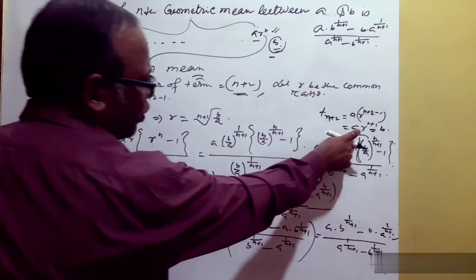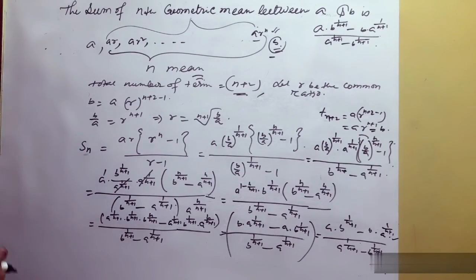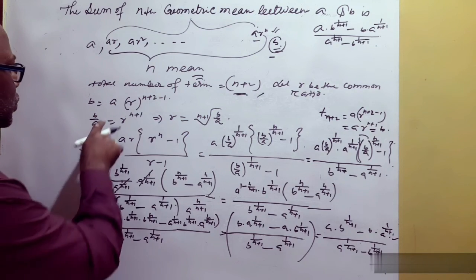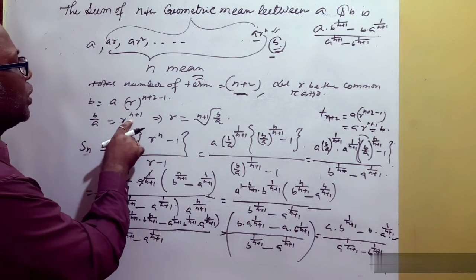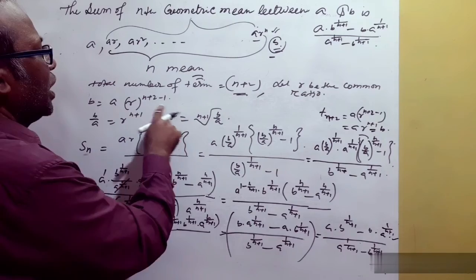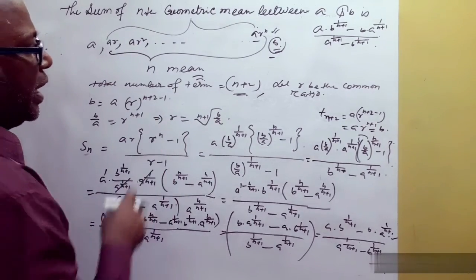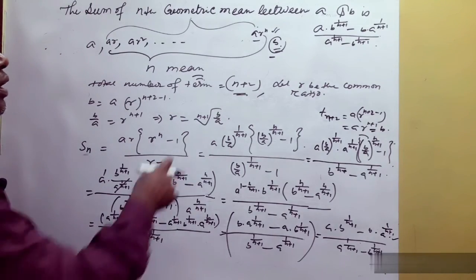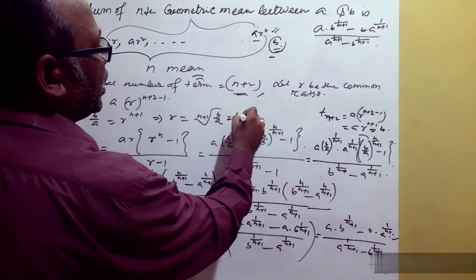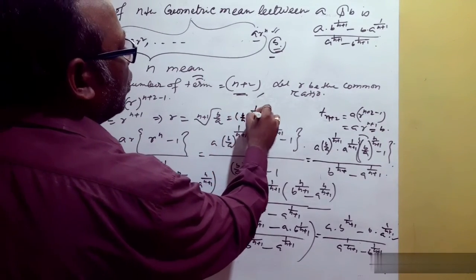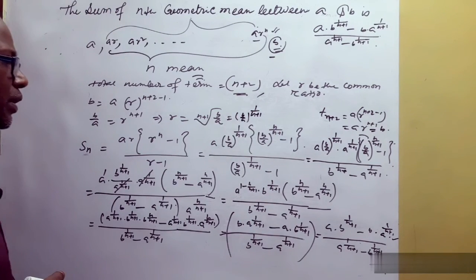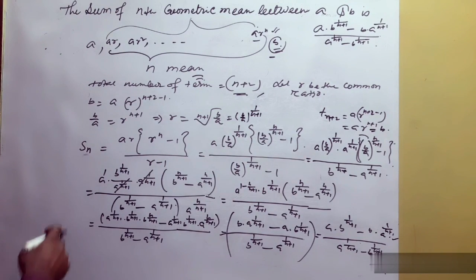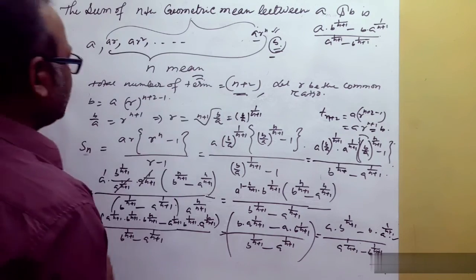So b is equal to a into r to the power n plus 1. So b by a is equal to r to the power n plus 1. So the value of r is the (n plus 1)th root of b by a, that is b by a whole to the power 1 by n plus 1.